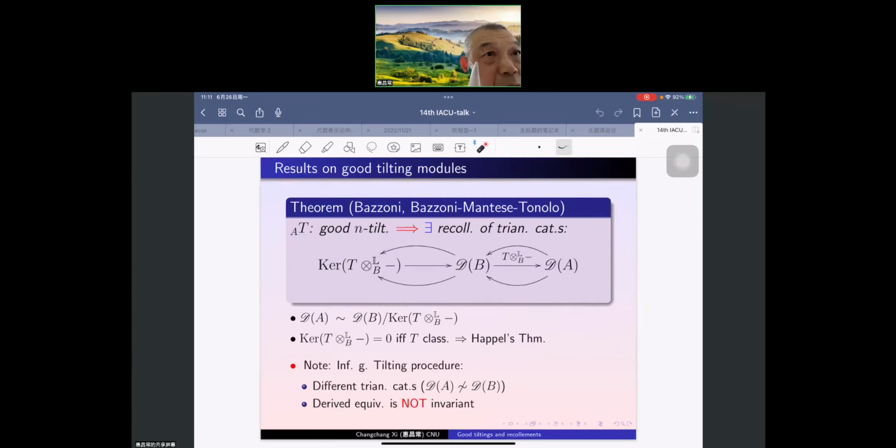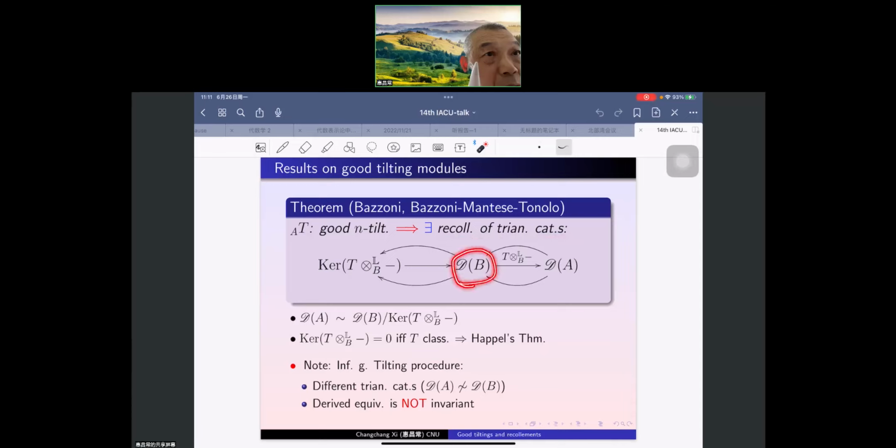In this case, we have a different situation. This was shown by Bazzoni, Mantese, and Tonolo, and they proved this in the general case. That means if you have a general tilting module, we suppose this is also a good tilting module. In this case, we can't in general get a derived equivalence, but in general we get a recollement of triangulated categories.